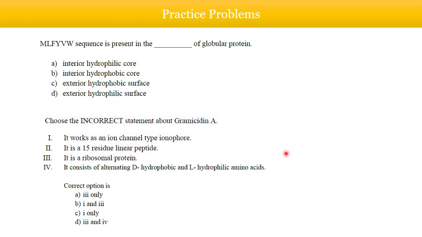So you have to study basically the amino acids. In case you are not aware of the short terms of this, it is methionine followed by leucine, phenylalanine, tyrosine, valine, and tryptophan.